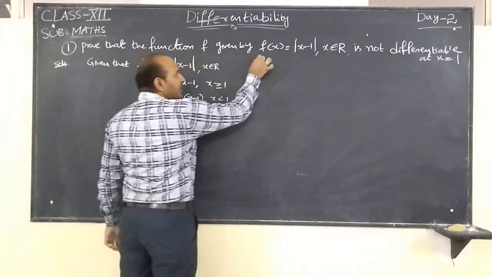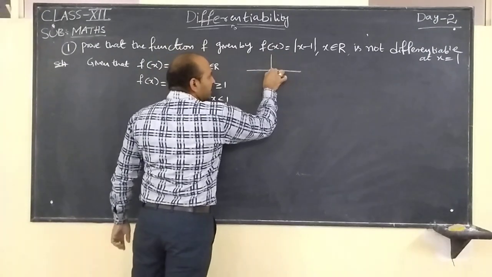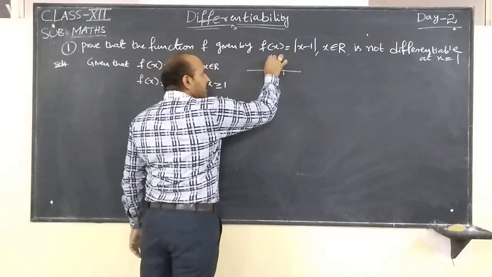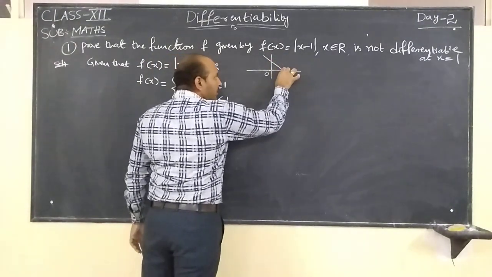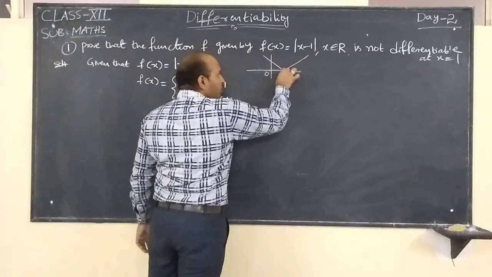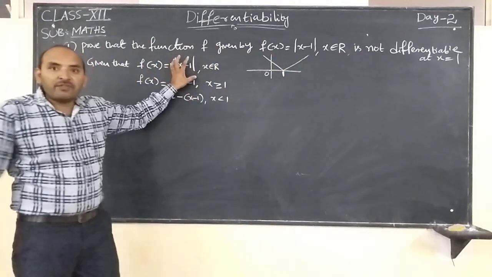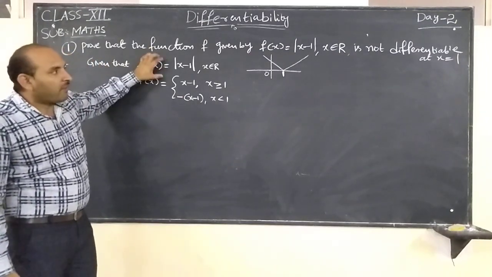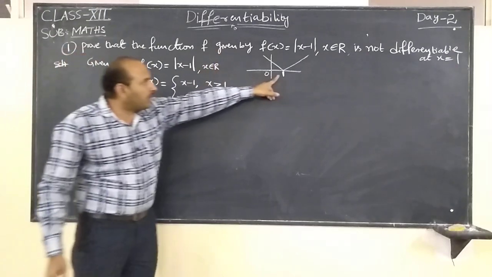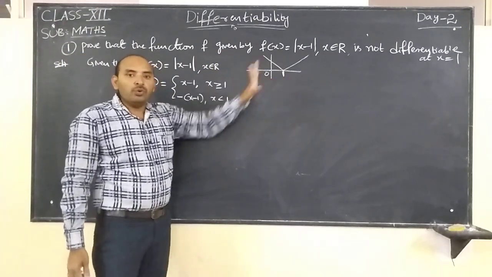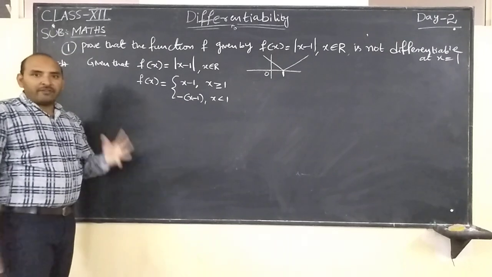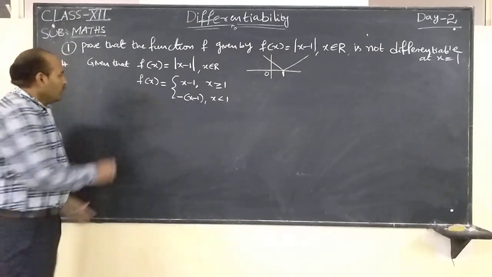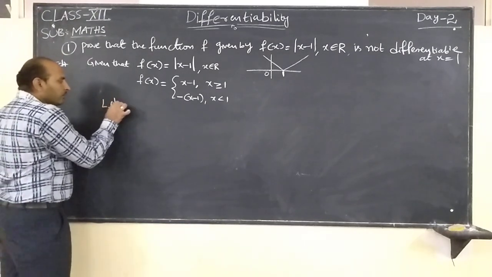The graph of this function is, this is 0. Differentiable at x is equal to 1, you can write as the modulus function at x is equal to 1. So modulus function is always continuous. Now what we have to prove in this: the function is not differentiable at x is equal to 1. So now we have to prove the left derivative value and right derivative value are not equal. So first find out the left derivative value.